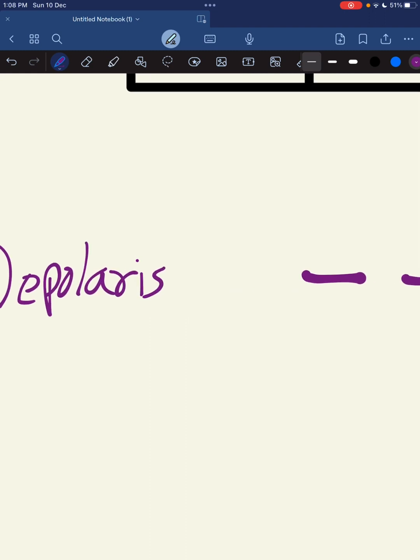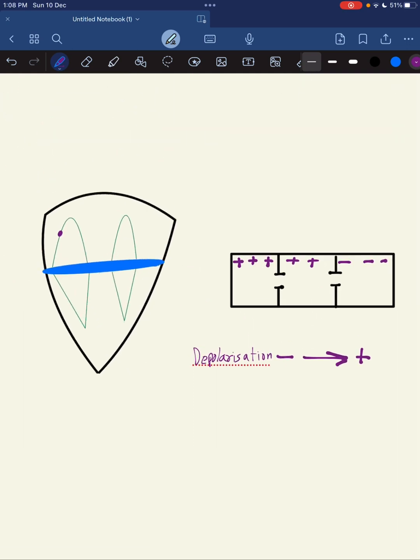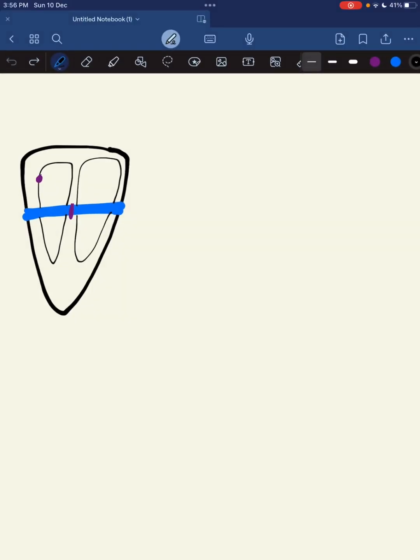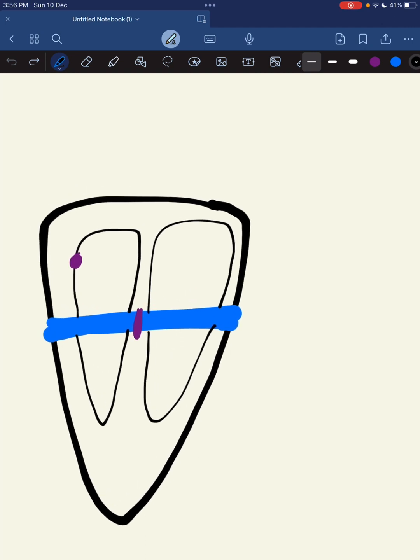So you can write this: depolarization is when negative charge converts into positive charge. So the depolarization step, it all begins here.